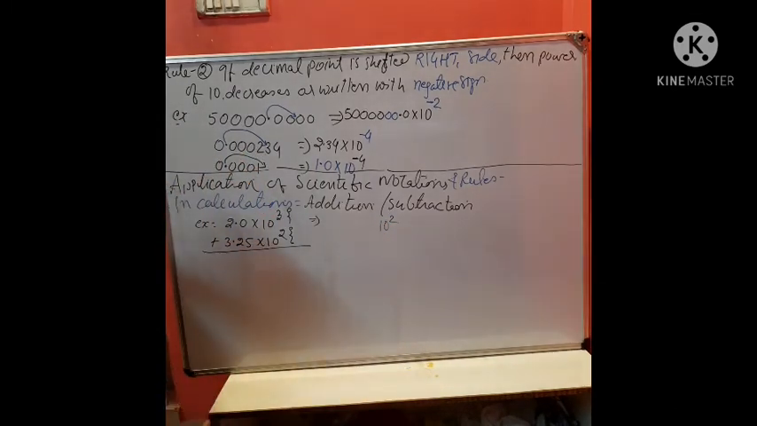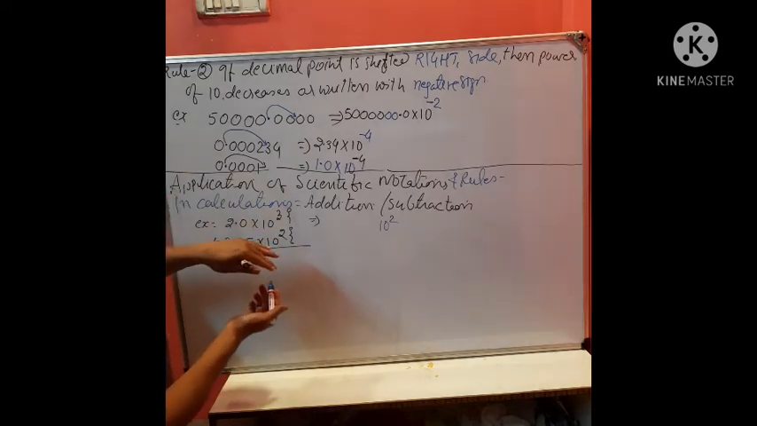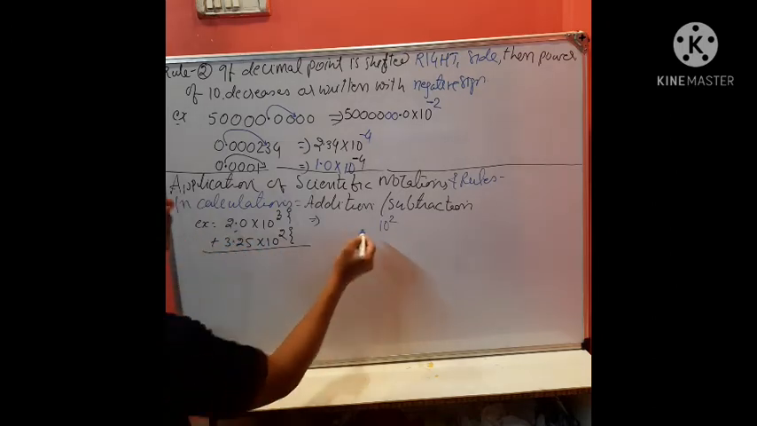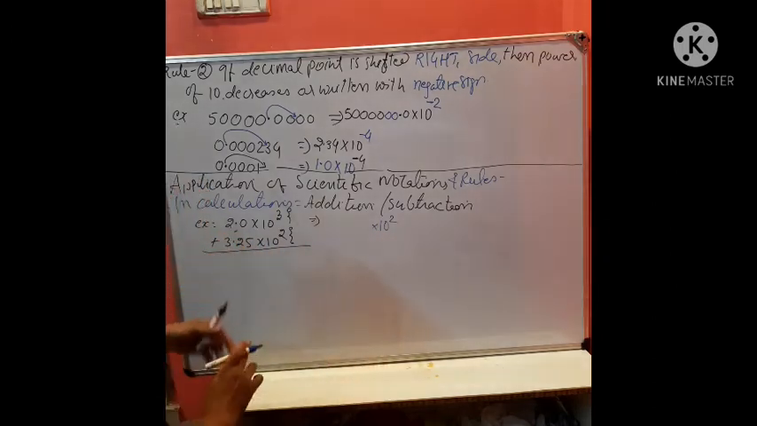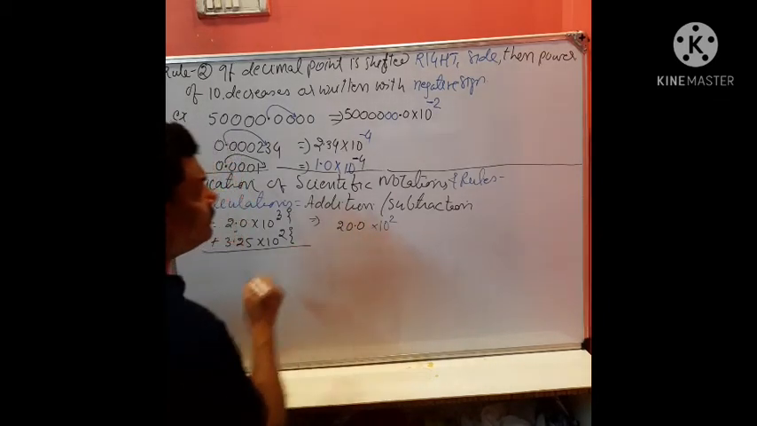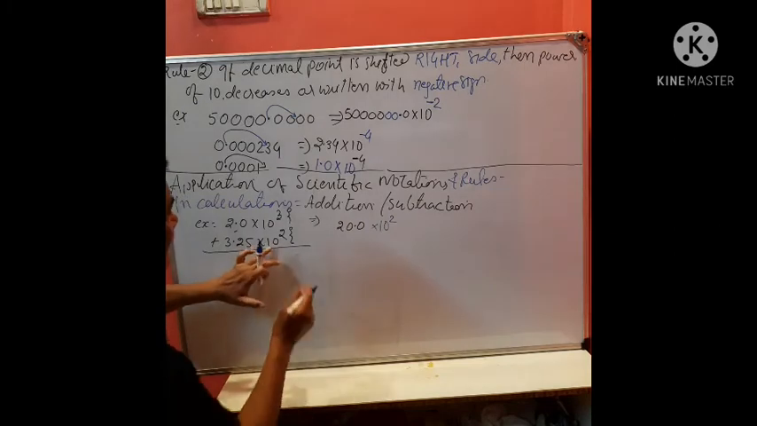10 to power 2. That means I have to decrease its power. So how to decrease its power? It can be decreased by shifting the decimal place to the right side. That means now the 2.0 will be written as 20.0. And now there is no problem.